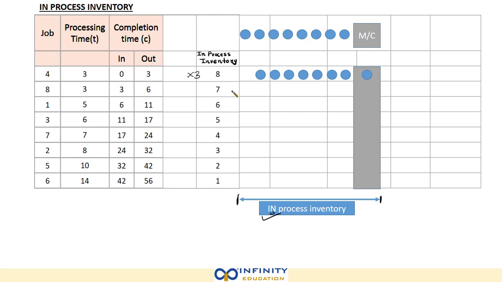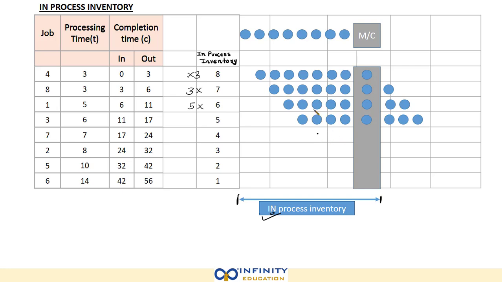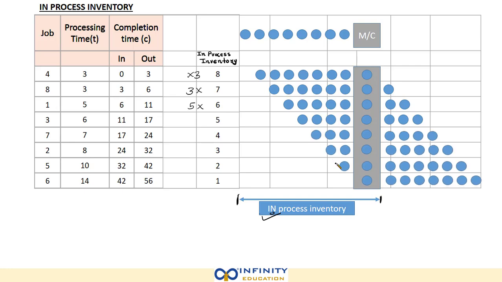This 3. Now the next job is in process and the remaining 6 are waiting. So 6 plus 1, 7 jobs have to wait for 3. Next one is 5 plus 1. They have to be considered as in-process inventory for 5 minutes. Likewise, we can calculate for all the jobs.